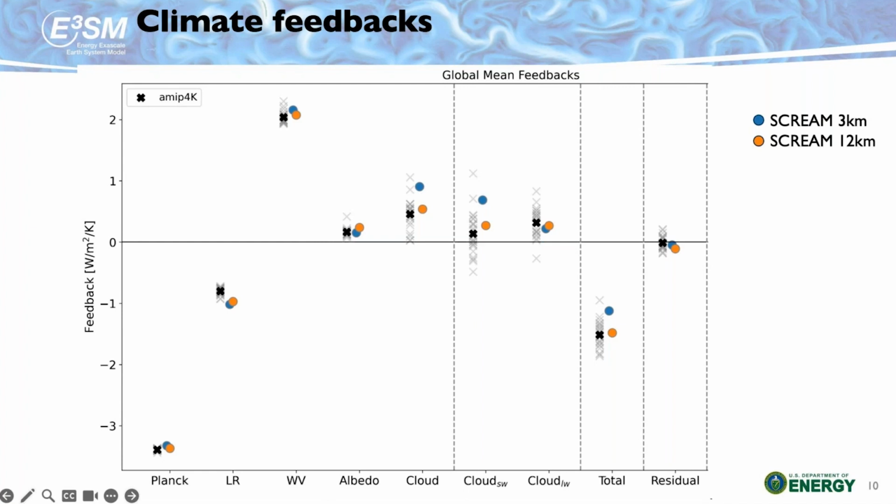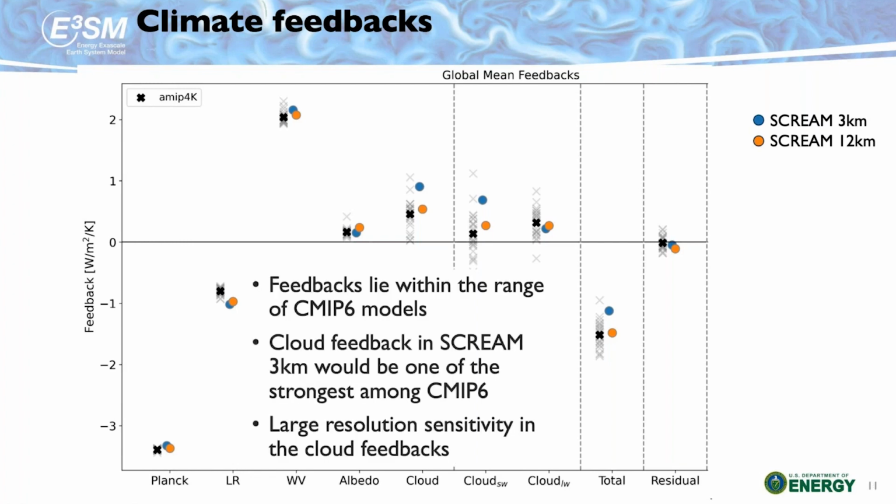And we can see that most of these feedbacks tend to lie quite close to what the CMIP6 mean, except for the cloud feedback, and that's quite positive, especially in the 3 kilometers. We can ask then the question, is it coming from the shortwave or the longwave partition of the feedback? It actually comes from the shortwave part of the feedback, where SCREAM 3 kilometers has a strong positive shortwave cloud feedback.